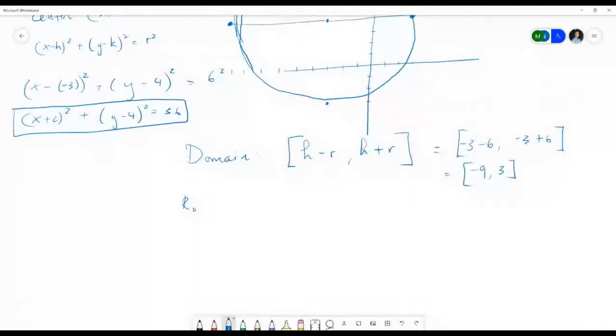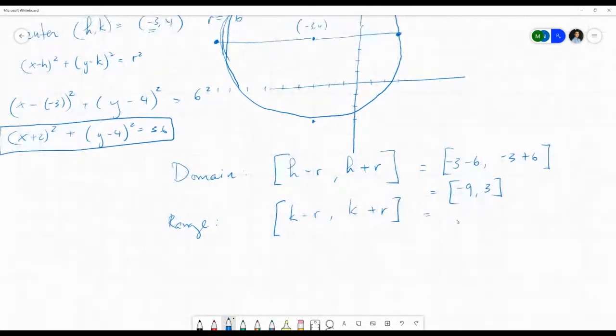Similarly, for the range, I'm going to use my k value and subtract r, k plus r. So my k value here is 4 minus 6 and 4 plus 6. -2 to 10. And that's my domain range. Okay, so you don't have to memorize this. Just use common sense here, because you can basically just get the center, add and subtract r to get your domain range. Okay.